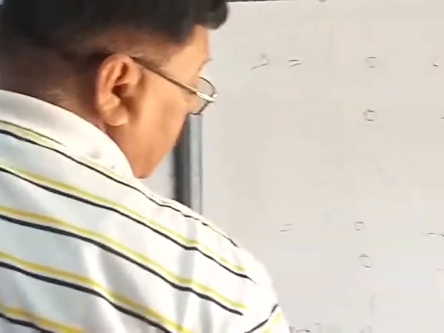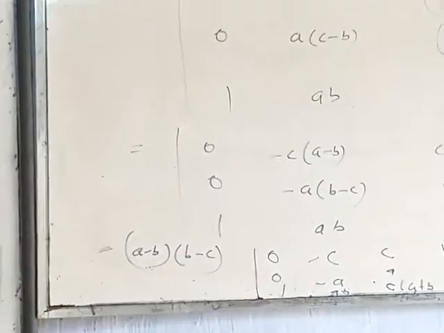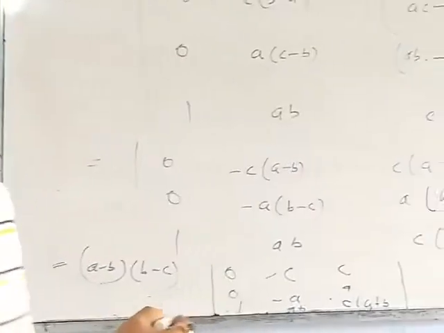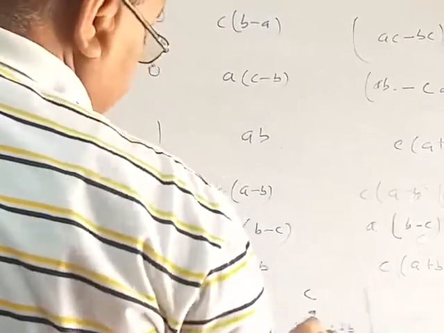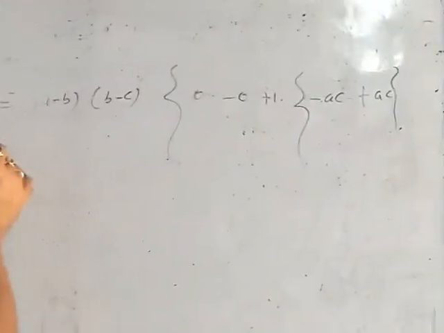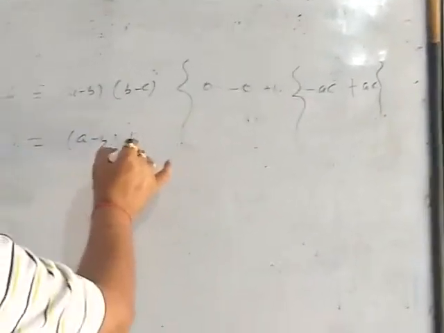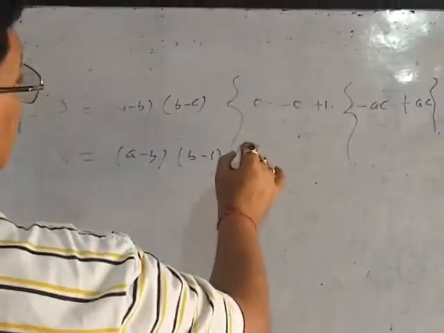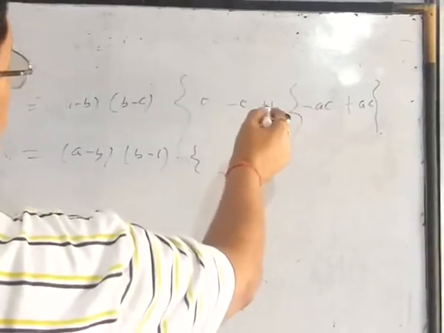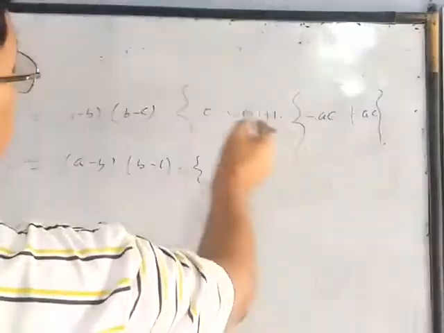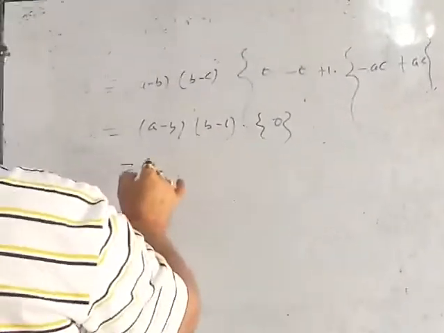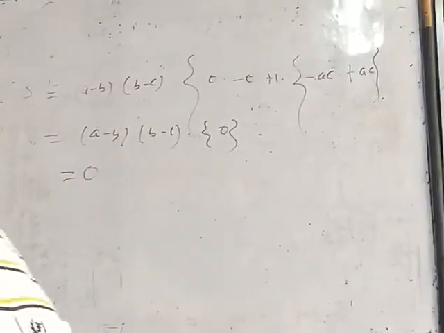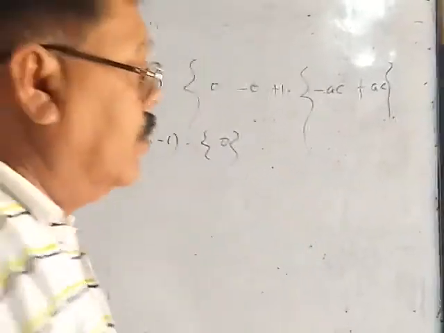So it is a 3 1 to 1. So we can remove this row and this row and this column. A minus B, B minus C, and that is equal to 0. This is equal to 0. So 0 into something is 0. So the value of the determinant will be equal to 0. So this is the way of solution.